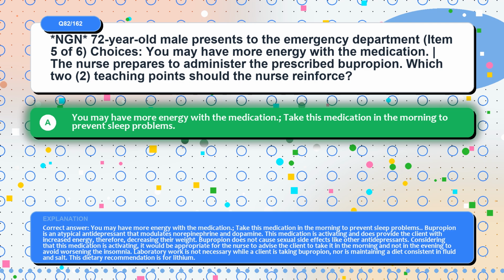Bupropion is an atypical antidepressant that modulates norepinephrine and dopamine. This medication is activating and does provide the client with increased energy. Bupropion does not cause sexual side effects like other antidepressants. Considering that this medication is activating, it would be appropriate for the nurse to advise the client to take it in the morning and not in the evening to avoid worsening the insomnia. Laboratory work is not necessary while a client is taking bupropion, nor is maintaining a diet consistent in fluid and salt. This dietary recommendation is for lithium.